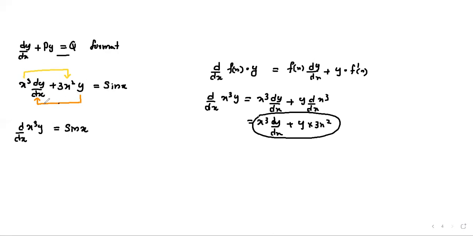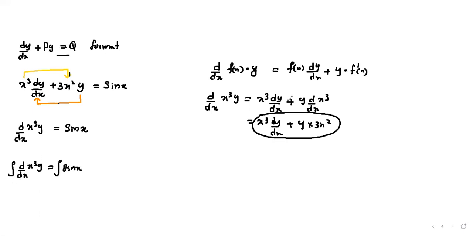Y differentiation is here, whereas x cube differentiation is here. Therefore, y into this would be the total differentiation, that would be the final extent of it. Then in such an occasion, integrate both sides. x cube y equals the integration of sin x.